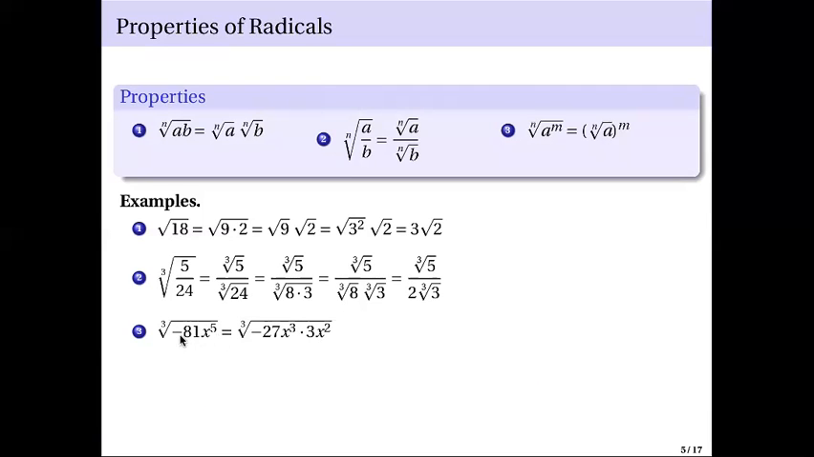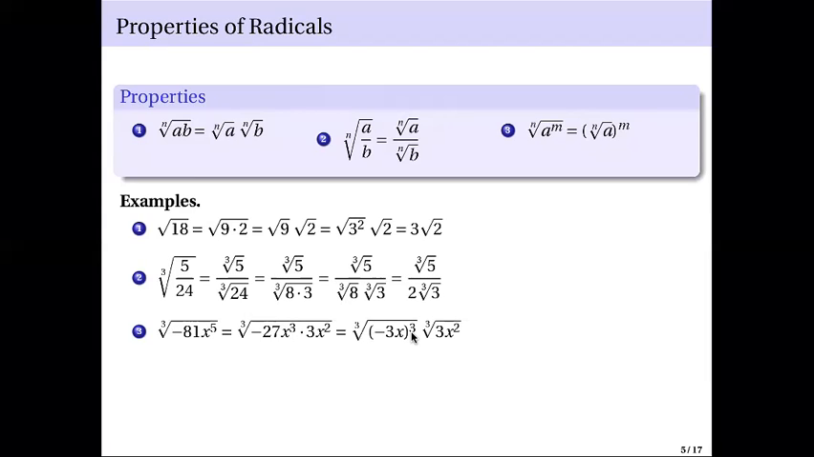Remember, we have written negative 81 as negative 27 times 3. And negative 27 is negative 3 cubed. That's why we wrote negative 27 beside x cubed, and 3 is beside x squared. Because now, negative 27x cubed can be written as negative 3x to the power 3.